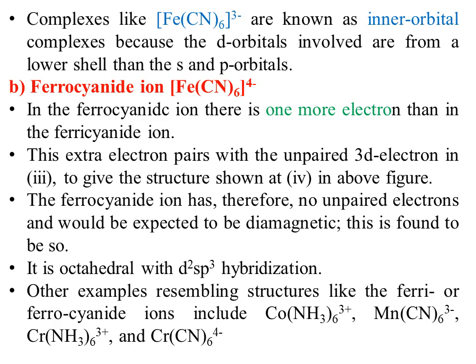So there are some other examples which resemble this structure. They are ferri or ferrocyanide ion, including hexaamine cobalt, hexacyanomanganate, hexaamine chromium, and hexacyanochromium.